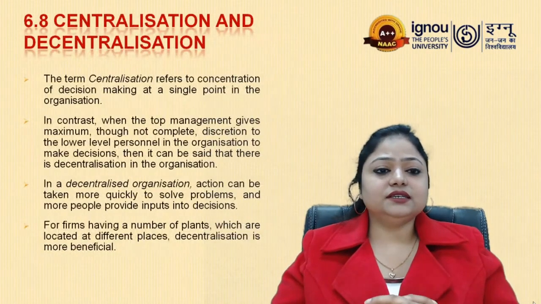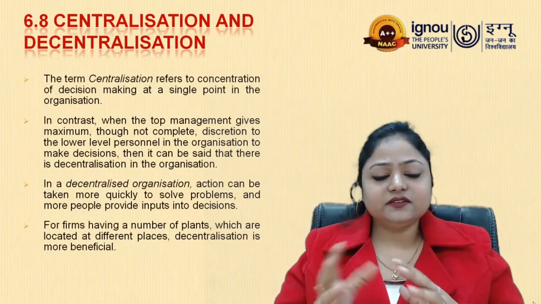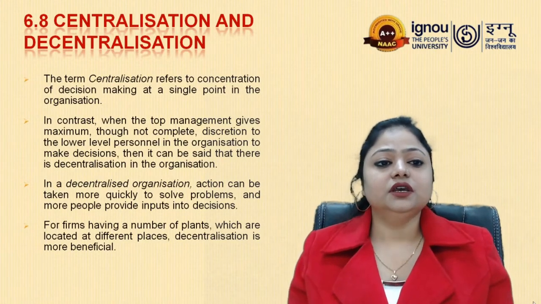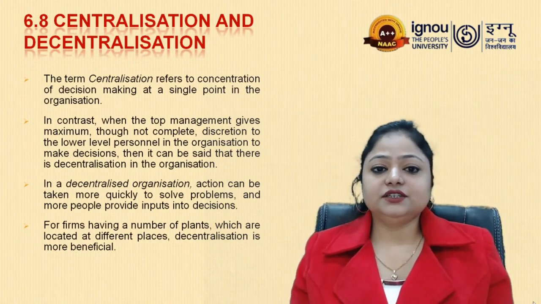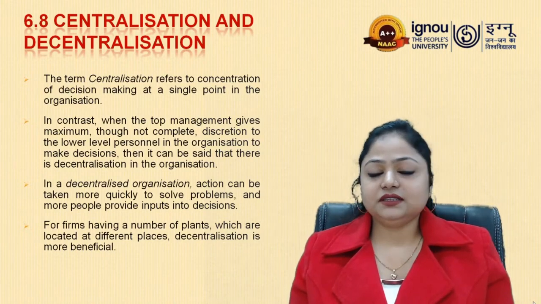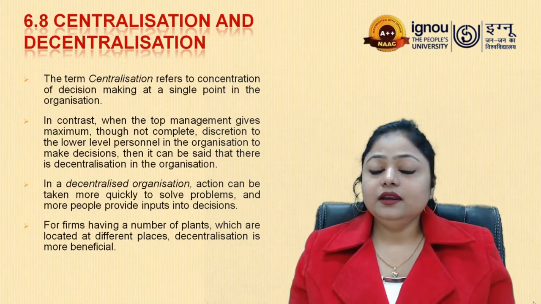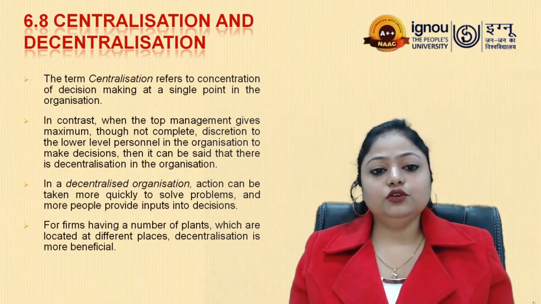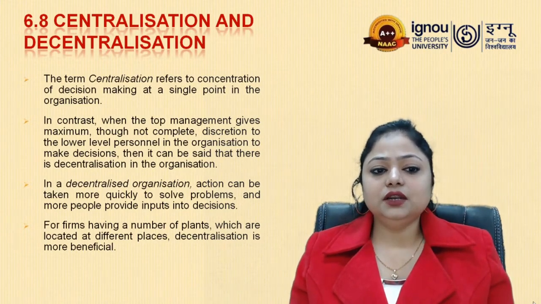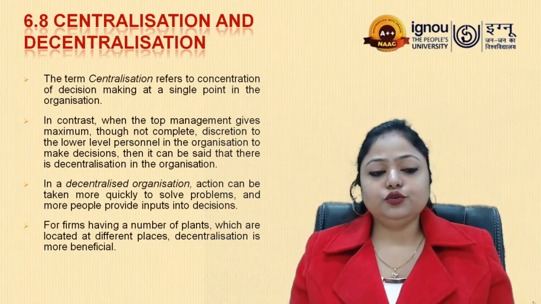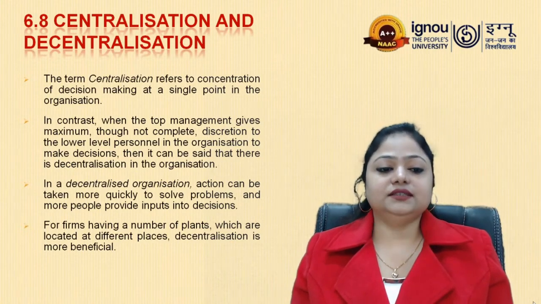Then there are the terms centralization and decentralization. These terms are very much pertinent when it comes to organizational structure. Centralization refers to the concentration of decision making power at a single point in the entire organization. In contrast, when the organization's top management gives maximum, though not complete, discretion to lower level personnel to make decisions at their level, that can be said to be a decentralized organization.